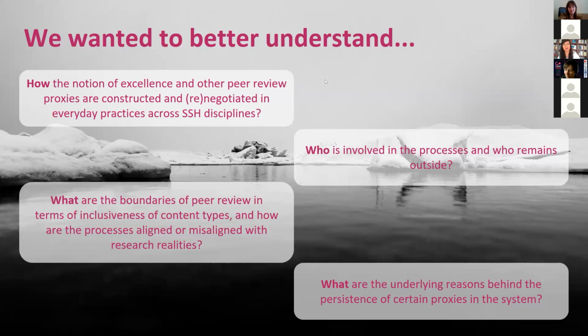Here are a couple of questions we wanted to better understand. How are the notion of excellence and other peer review proxies constructed, negotiated or renegotiated in SSH disciplines? Who is involved in the process and who is remaining outside, super important. What are the boundaries of peer review in terms of inclusiveness with content types? And how are those processes aligned or misaligned with research realities? And probably most importantly, what are the underlying reasons behind the persistence of certain proxies? That is, everyone knows that open peer review or more transparency in peer review is a good thing. Why are people still not doing that?